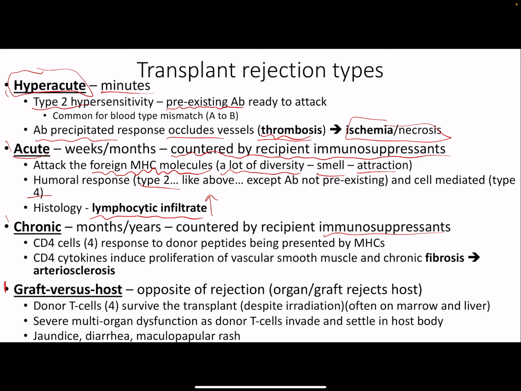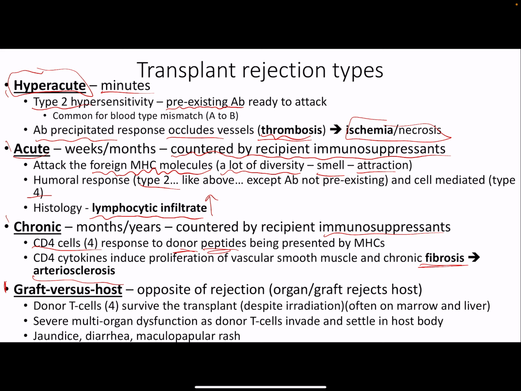And this is CD4 cells, which would be a type 4 hypersensitivity, not responding to the MHC, but to donor peptides that are being presented on the MHCs, which we're going to recognize as foreign and attack. And this is going to lead to, the high-yield thing is to know that this causes fibrosis and arteriosclerosis.